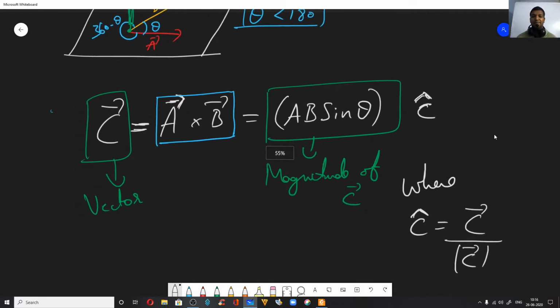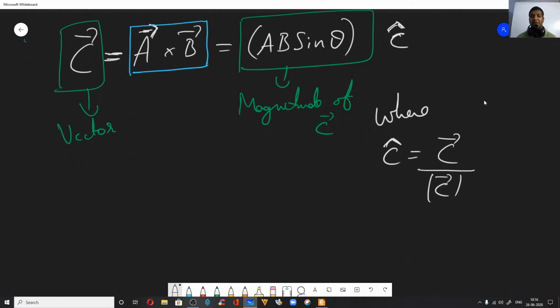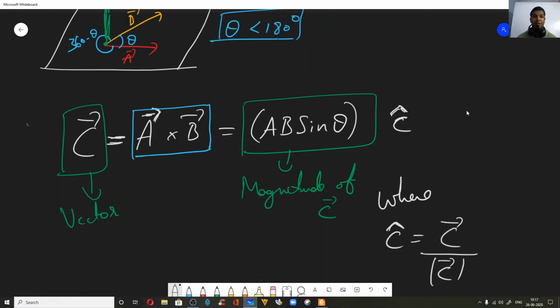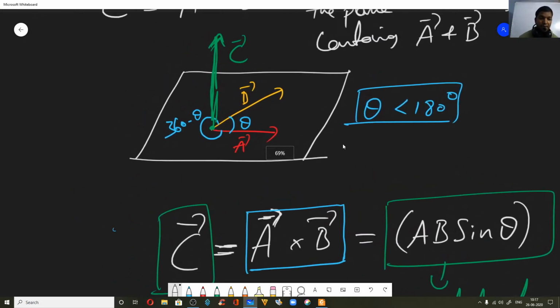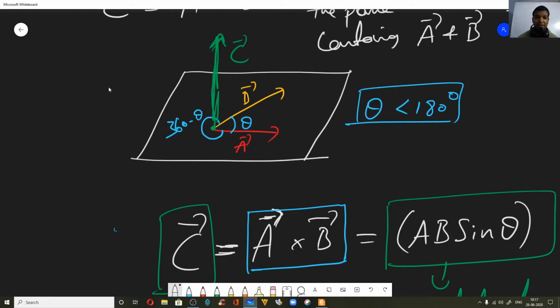Now, in real-world situations, say I choose A and B in this plane I have drawn here, imagine that as your floor. What is the direction of the vector C if I ask? You can say it is pointing vertically upwards. That is simple, that is enough. Because when you do A cross B, you are getting C vector which is vertically upwards.